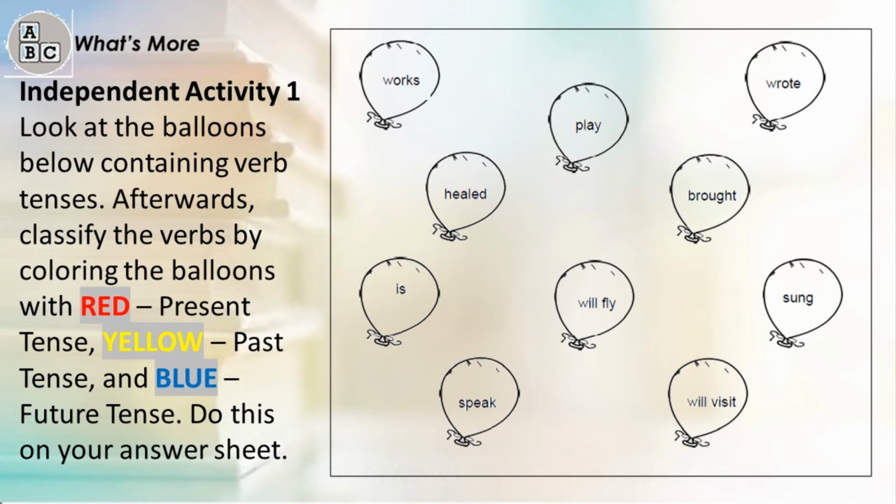Independent Activity 1. Look at the balloons below containing verb tenses. Afterwards, classify the verbs by coloring the balloons with red for present tense, yellow for past tense, and blue for future tense. Do this on your answer sheet. The words: play, wrote, is, yield, brought, sung, speak, will fly, will visit.